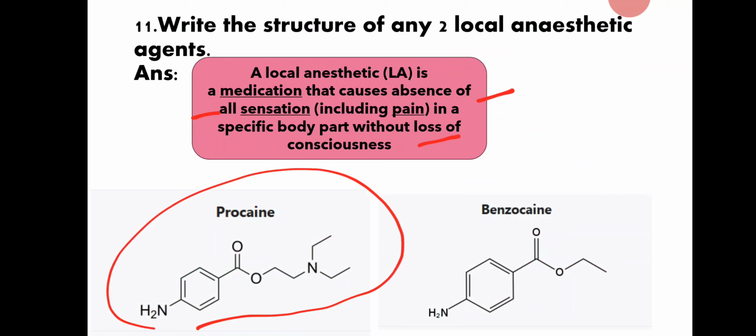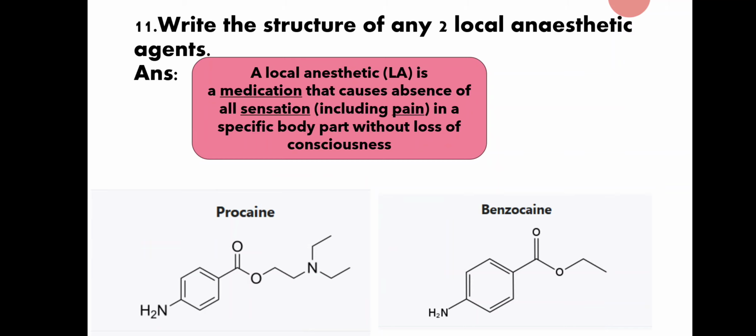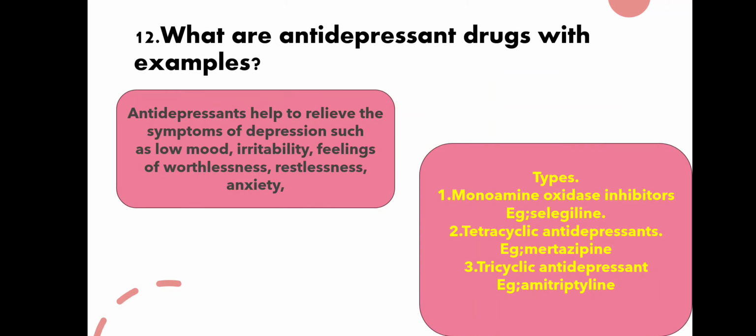Procaine is this structure. This is benzocaine. These both are very good local anesthetics which are used majorly in hospitals. Now, what are antidepressant drugs, with examples?